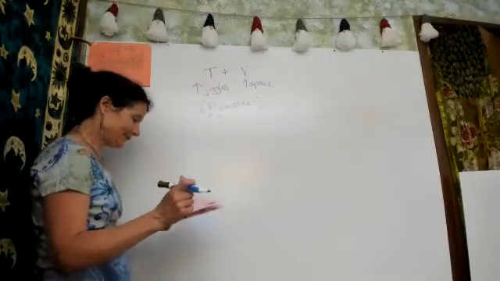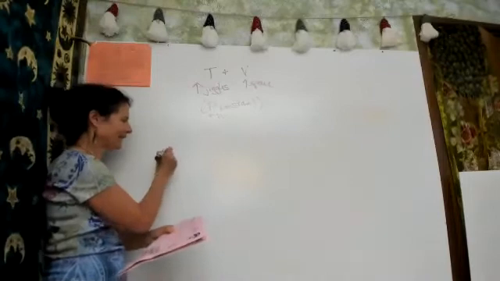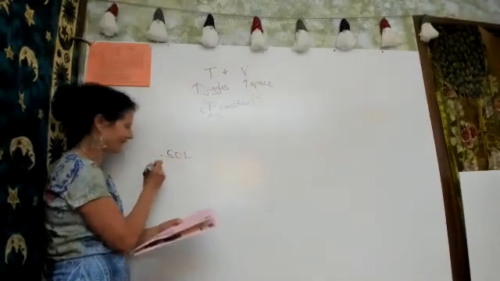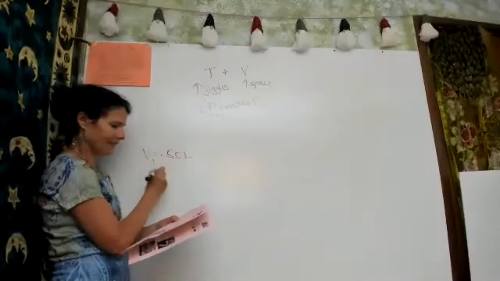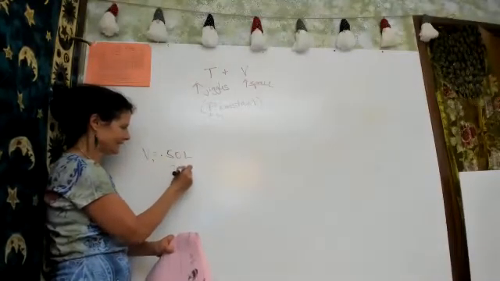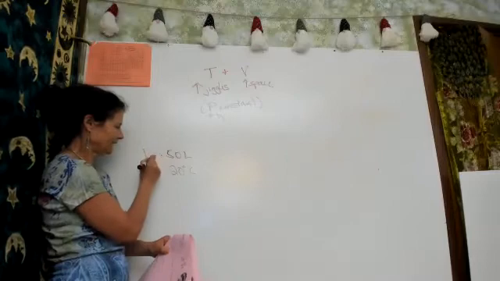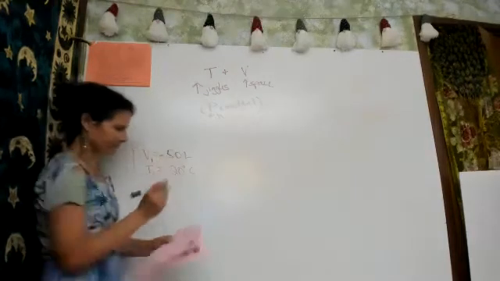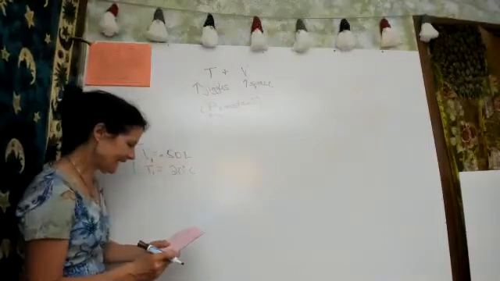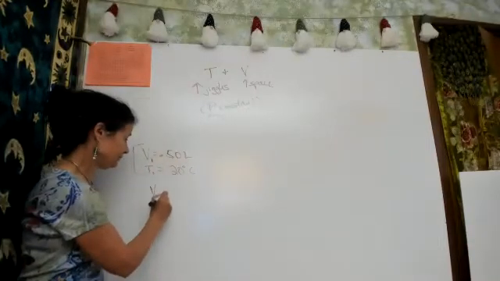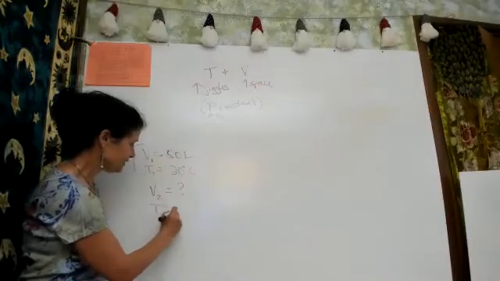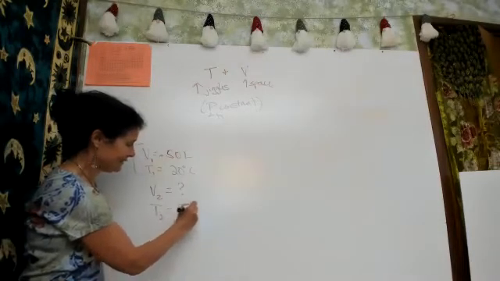So the example. You have 0.50 liters of air. So that's our volume. And we're at 20 degrees Celsius. So that's V1 and T1. So these go together. And then it says, what's your new volume? So V2 is my question mark. And my new temperature is 37 degrees Celsius.